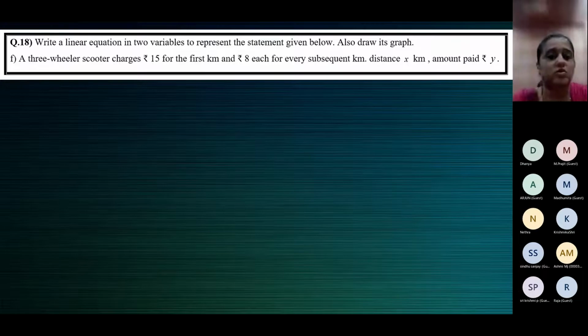A three-wheeler scooter charges rupees 15 for the first kilometer and rupees 8 each for every subsequent kilometer. So it should be given in the bracket. Take the distance as X kilometers and the amount paid as Y.